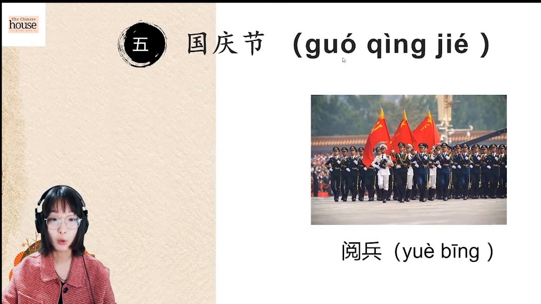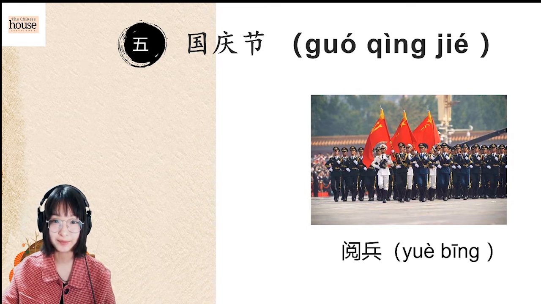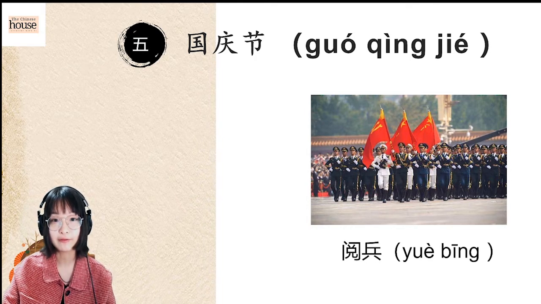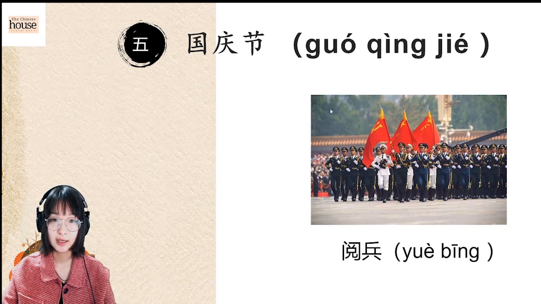And then we have 国庆节, National Day. This is not a traditional holiday, but a very important holiday of China, which lasts about 8 days, and it celebrates the founding of New China on October 1st. The most important event on that day is the military parade, which we call 阅兵. 阅兵.